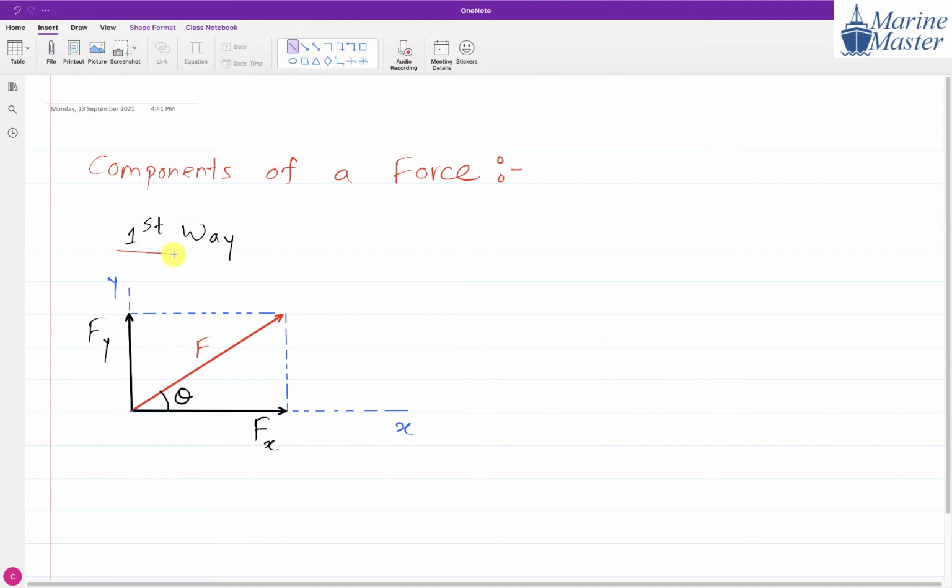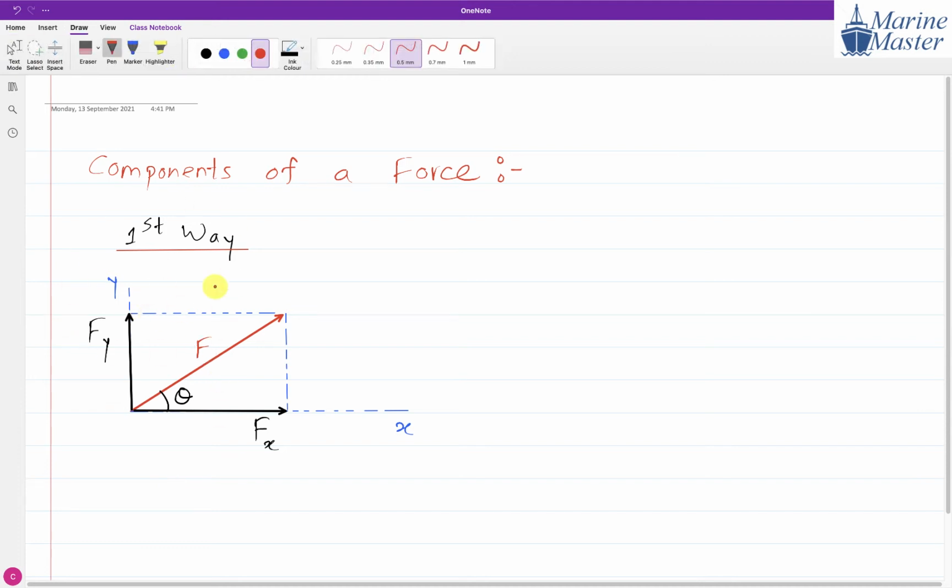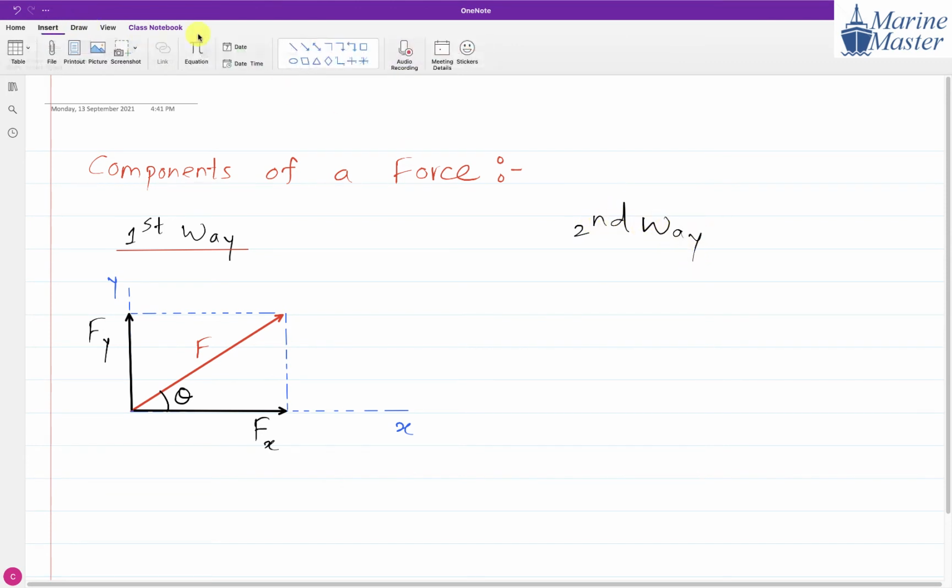There are total 4 ways to represent the component. What is the basic meaning of component? Whatever the effect of F, Fx and Fy will create the same effect together when they are acting on the object. Means if Fx and Fy act together on the object, they will create the same effect as F. So this is our first way to represent the component. Now we are going to show the second way. Try to have a look here at how to get the second way.